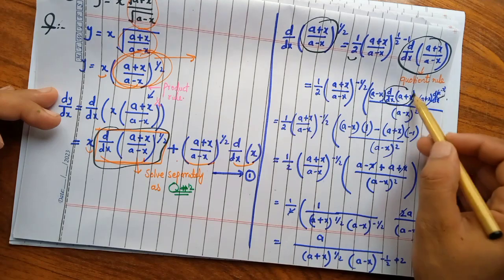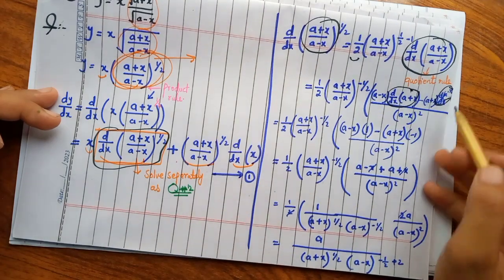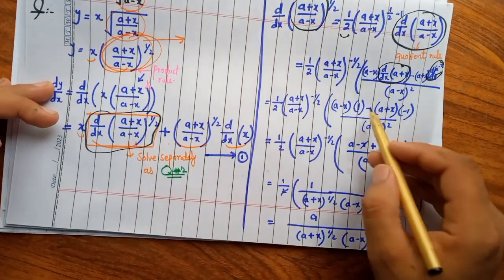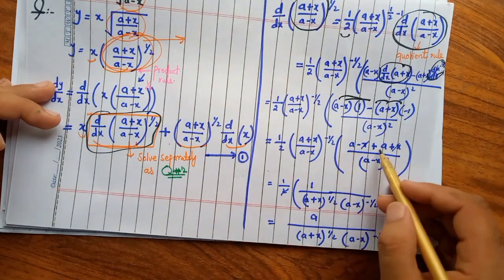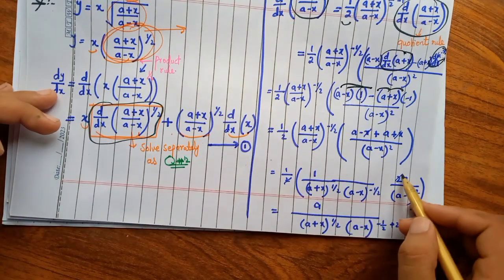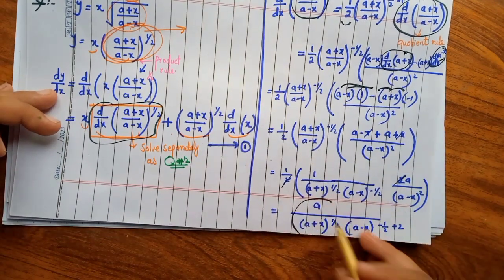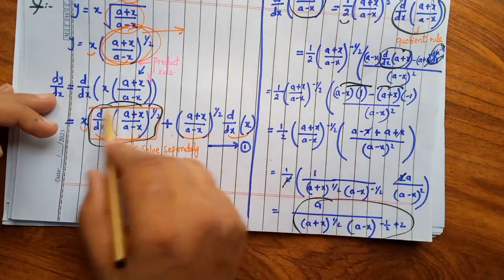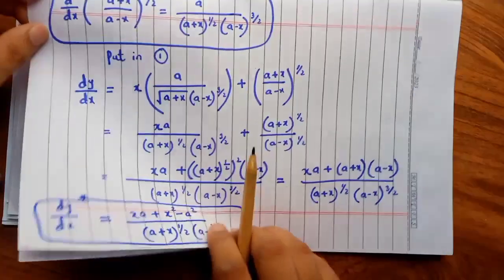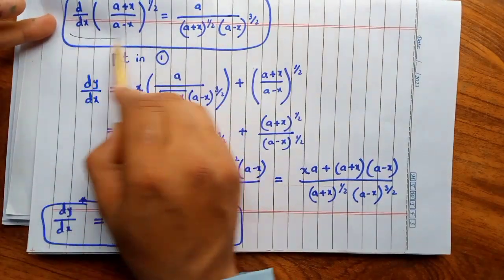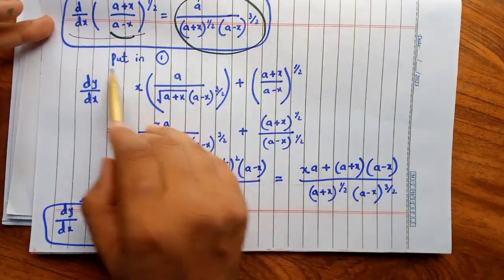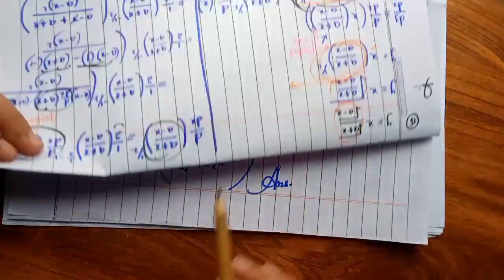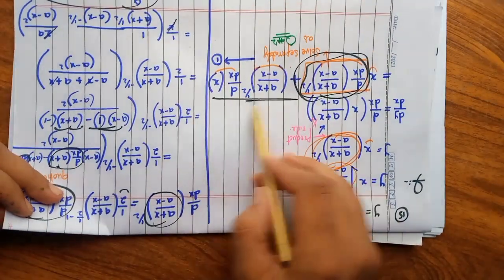So the derivative of a plus x will be equal to 1, the derivative of a minus x will be equal to minus 1. So after simplification this expression will be: minus x plus x cancel, a plus a will be equal to 2a, 2 will be cancelled out with 2. So this is the answer of this expression. So if we discuss further, this will become the derivative of (a plus x)(a minus x) power 1 over 2 is equal to this expression. So we will put this in equation 1. This is equation number 1 here.